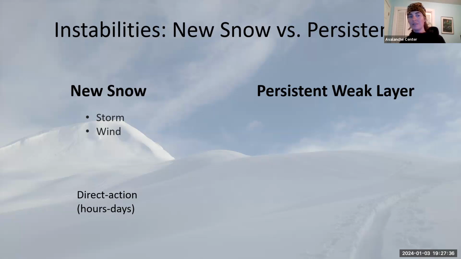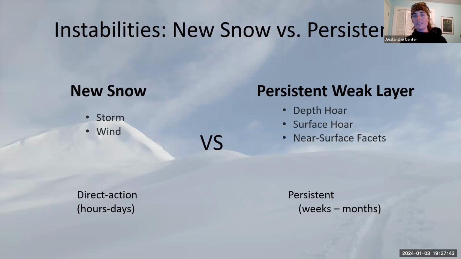So that's where this parentheses direct action hour day comes in. Like these instabilities work themselves out pretty quickly versus these persistent weak layers that we often see in continental and intermountain locations. So these are buried weak layers that live within our snowpack for a long time. And in a year like this year, where we ended up having these persistent weak layers develop early and they're continuing to develop right now, we're going to expect them to be in play for the rest of the season.